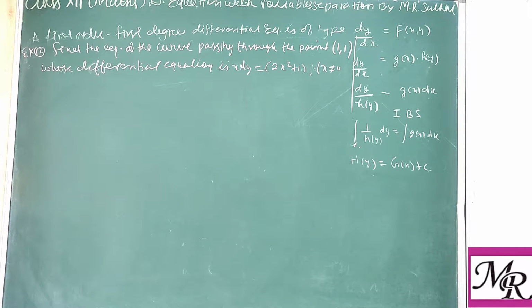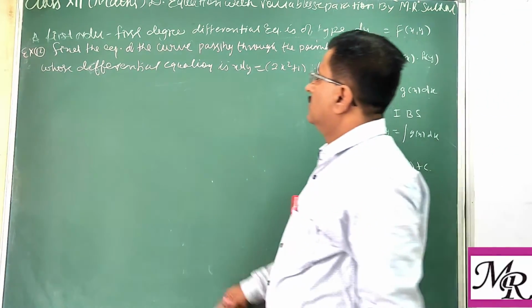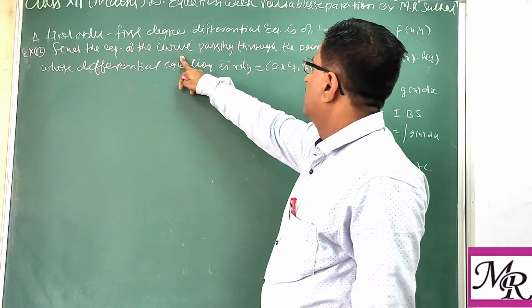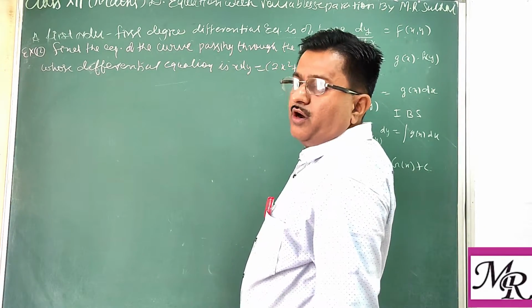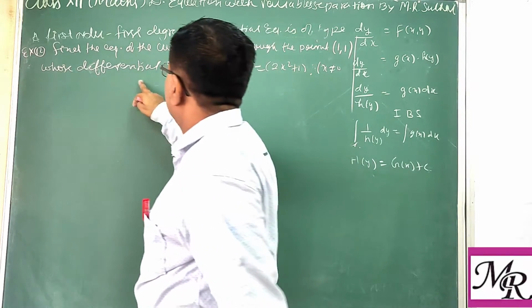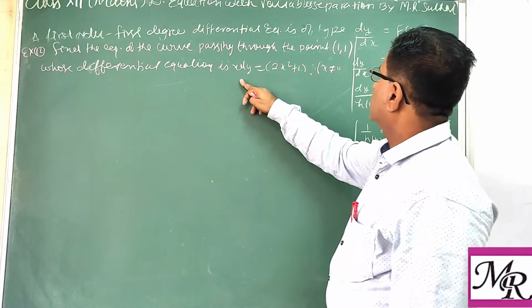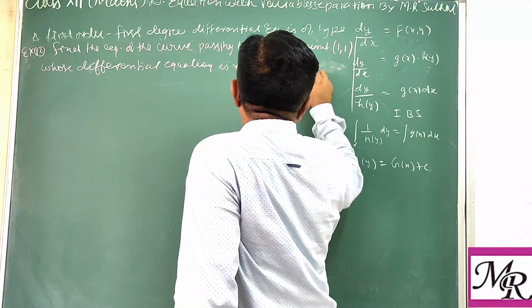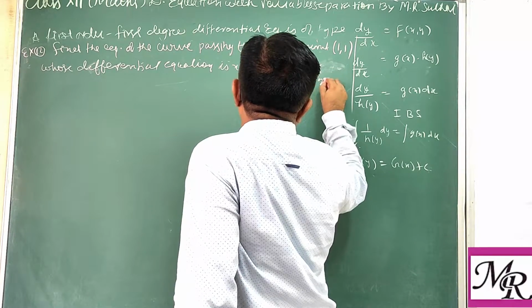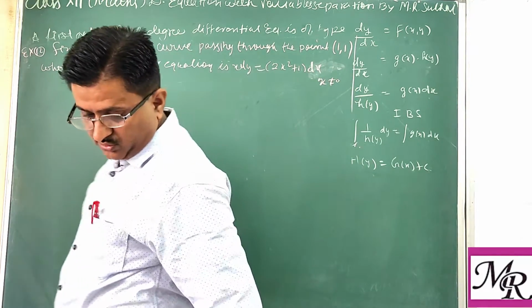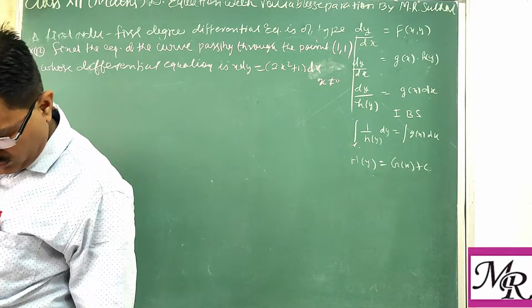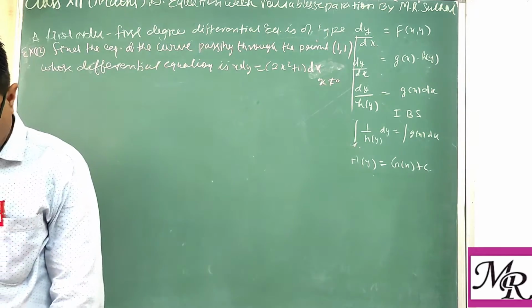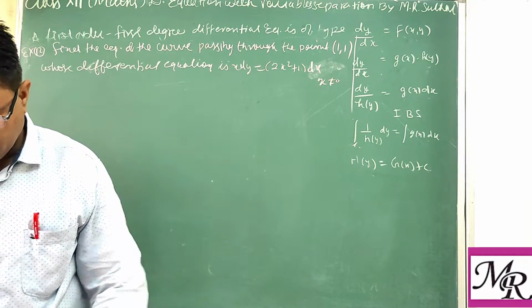So what says the problem? Find the equation of the curve passing through the point (1, 1), whose differential equation is x dy = (2x² + 1) dx, and x is not equal to 0. Clear? The question says x dy equals (2x² + 1) dx.